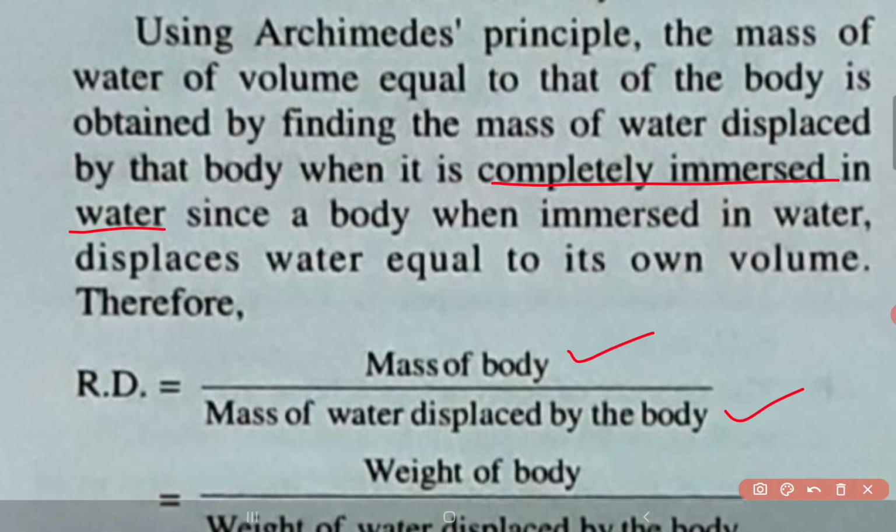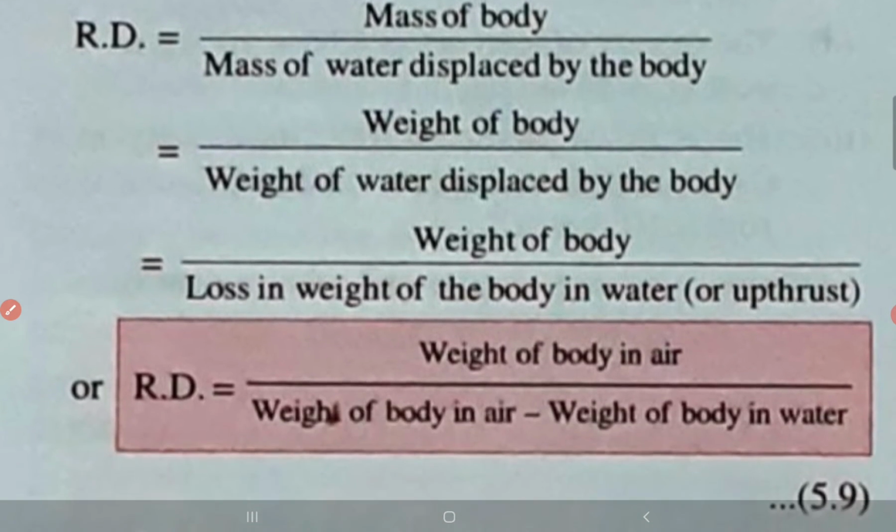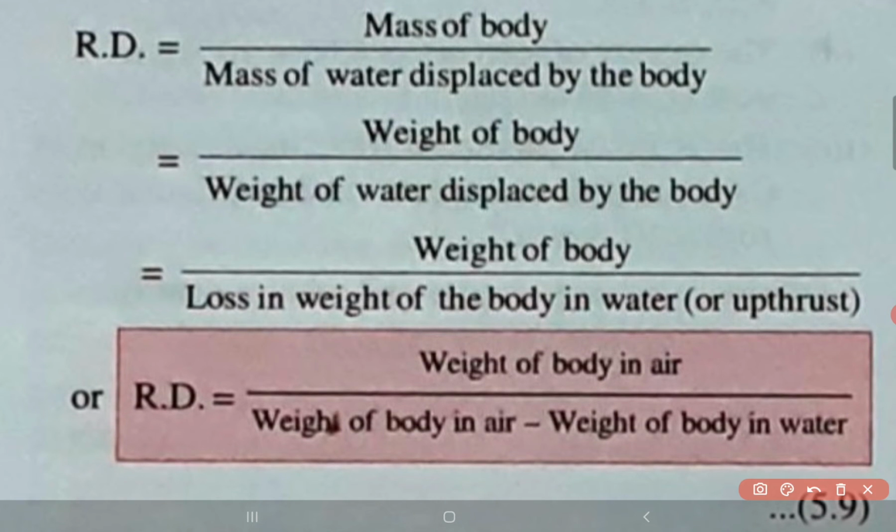So if I go further, I can write the mass of the body as weight of the body by multiplying g on both sides, meaning the denominator and the numerator. Now the mass of the body becomes the weight of the body, and the mass of the water displaced will become the weight of the water displaced by the body. I hope you have understood till here.